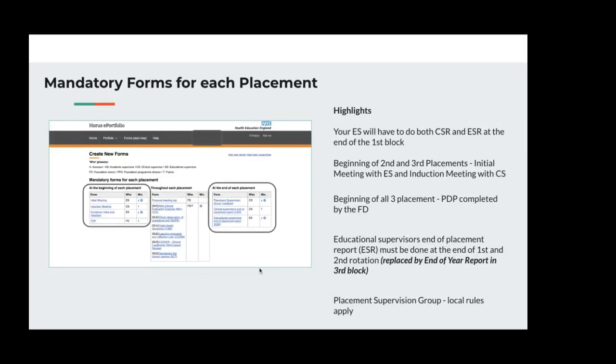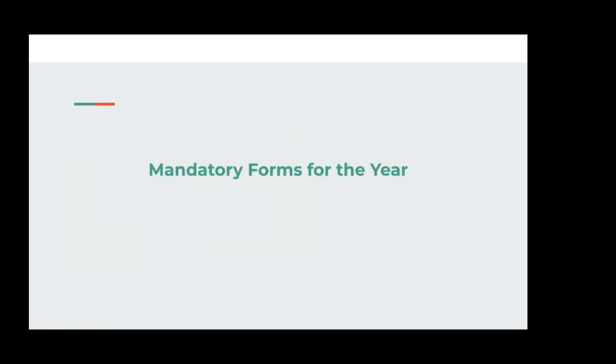Okay. The other thing that's mandatory is the placement supervision group. Local rules apply to this, but generally you only have to do one each year. So some trusts will try and get you to do one each block. If they absolutely need that, then you need to do it. But sometimes they try and get you to do one so that if it's poor, you can then reflect on it and show progression by getting a better one in the second block. So just be aware of why they're trying to get you to do more.